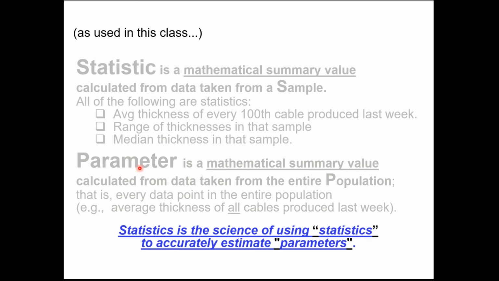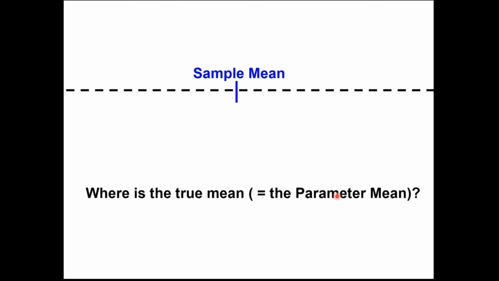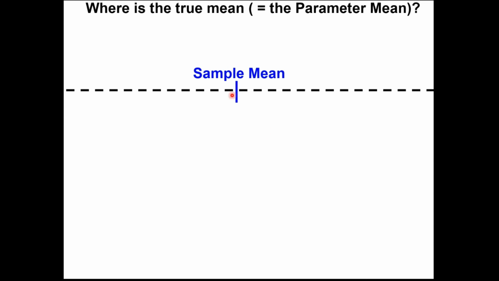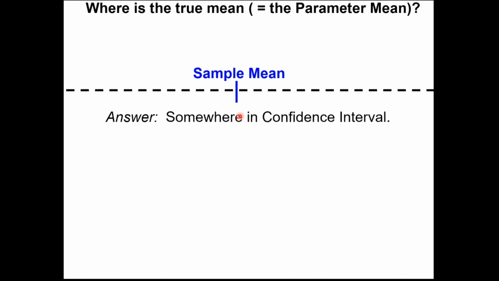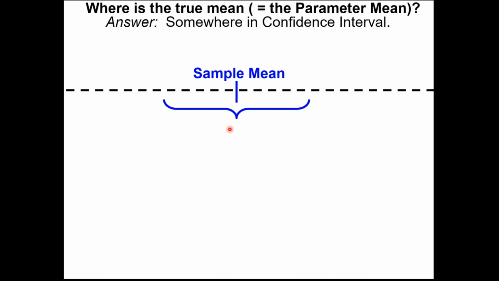Typically, at least one of the ways this kind of thing is done is to use confidence intervals. So whenever you have a sample average, a sample mean, you're wondering, well, where is the true answer? Where is the parameter? We don't really care about the sample. What we care about is the population, the parameter. Where is the parameter mean? Well, it's somewhere in the confidence interval. So we draw a confidence interval on either side of the mean, with the upper and lower limits. This is the upper limit. This is the lower limit of the confidence interval.